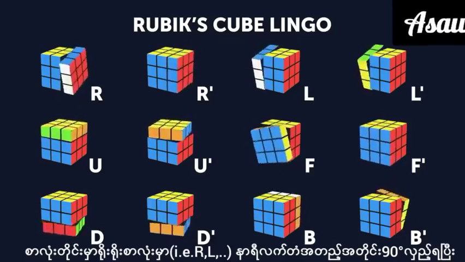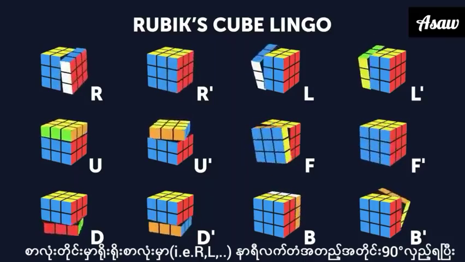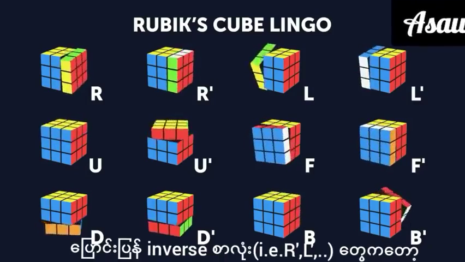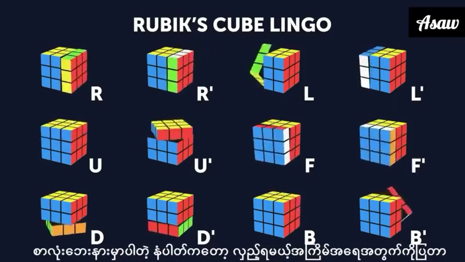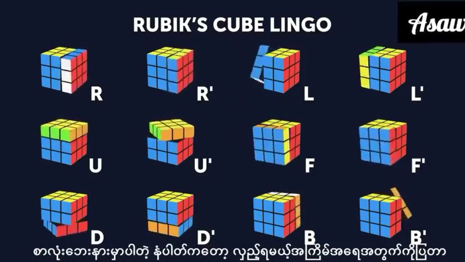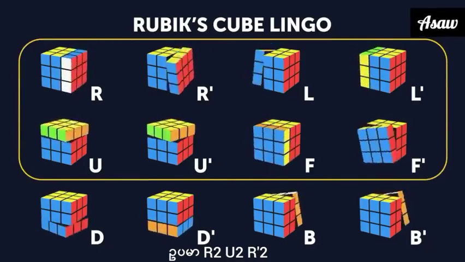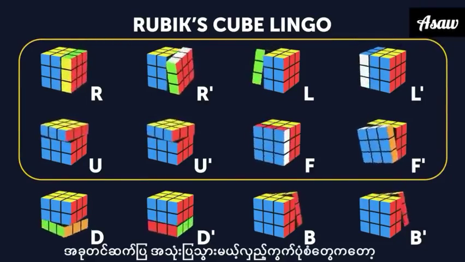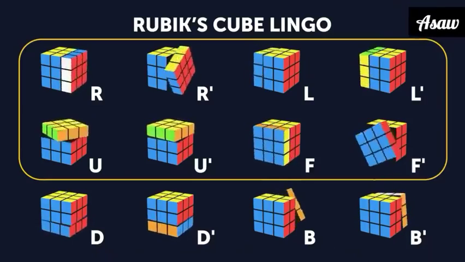An apostrophe means that the layer should move counterclockwise by 90 degrees. No apostrophe means it goes 90 degrees clockwise. When there's a number next to the letter, it stands for the number of turns you should make. In the algorithm I'll be showing you today, you'll only work with the ones in this yellow zone. You can now pause the video and practice the rotations.